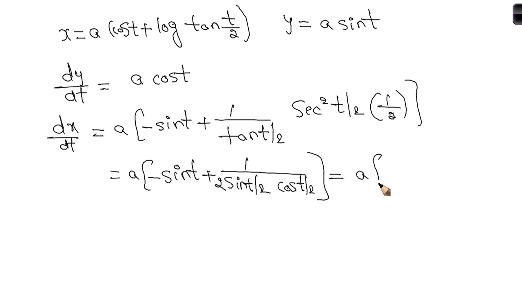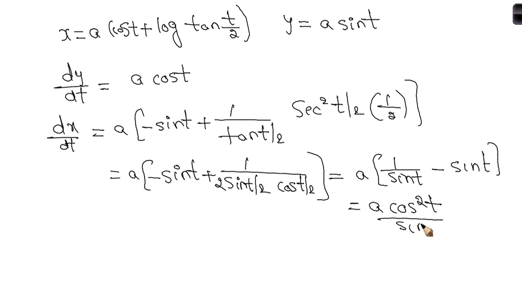So I get a into 1 by sin t minus sin t. So if we simplify further, we get a into 1 minus sin square t by sin t, that is a into cos square t by sin t. I am just doing 2-3 steps which I hope you can get hold of.